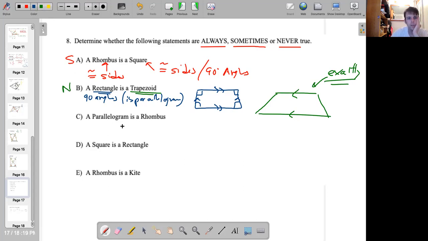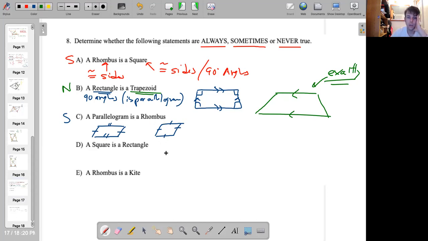All right, next one, C. A parallelogram is a rhombus. Okay, this is one of those situations where we could draw both. We could draw a parallelogram that is not a rhombus, with longer sides and shorter sides, and we could draw a parallelogram that was a rhombus, where they're all the same. So this one is sometimes. Remember, the only thing we need to know for something to be a parallelogram is that these opposite sides are parallel to each other. Doesn't mean that they're all actually congruent to each other, but they could be. So this is sometimes true.